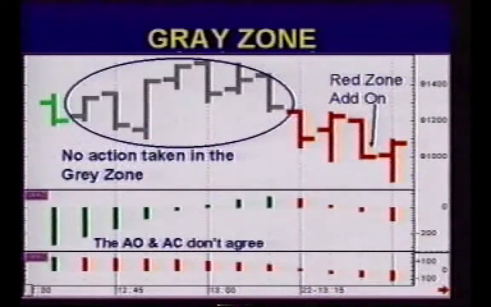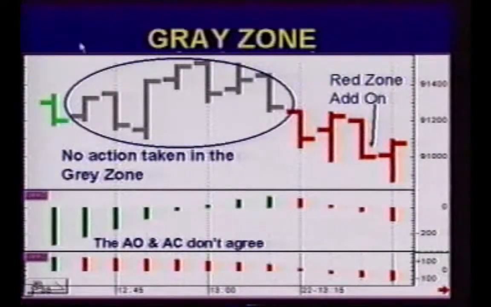So notice in the area circled, no action taken in the gray zone. There's nothing to do. Even though there are higher closes and even lower closes, we're not adding on. It must be when the AO and the AC agree, because we want the market to be pushing strongly in one direction. When they don't agree, they're not. They're confused. They're not sure. You notice here we've now gone into a red zone at the end of the chart, and you actually had one add-on zone trade, stop close only.